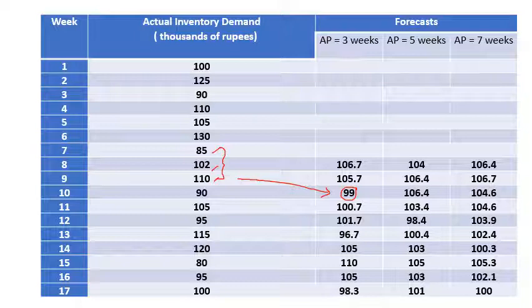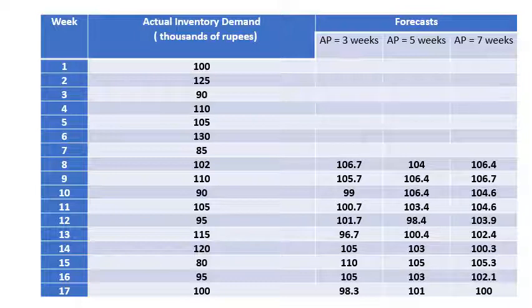Now if I have to get 106.4, what I have to do is take these 5 values, 105, 130, 85, 102 and 110. Add this, divided by 5 will give me this value 106.4, and so on. This is how you calculate.